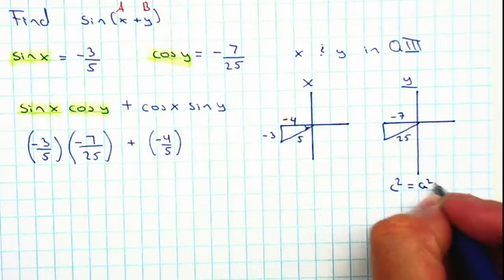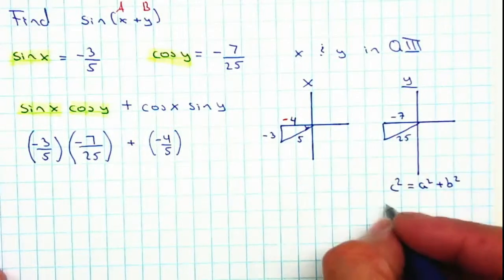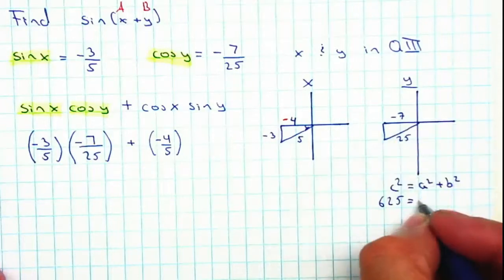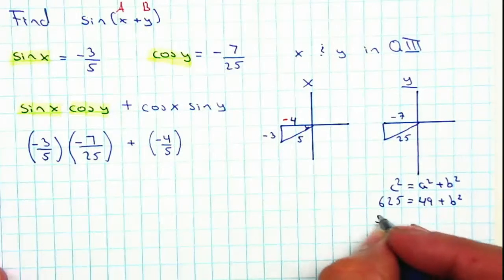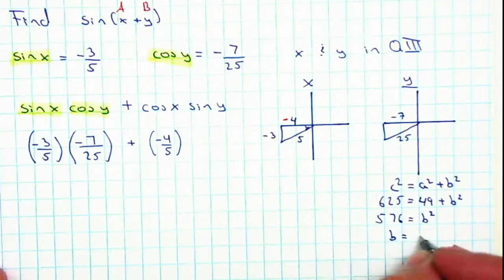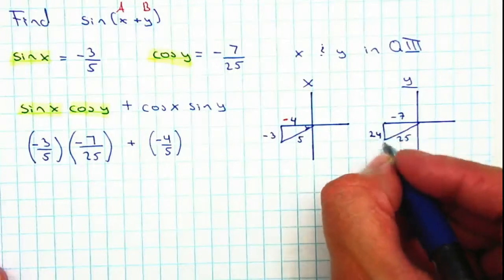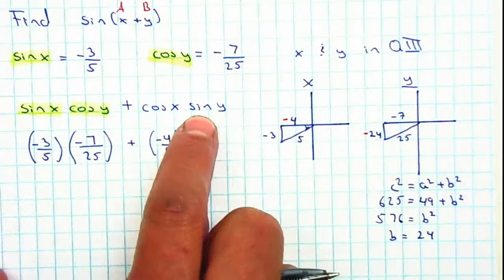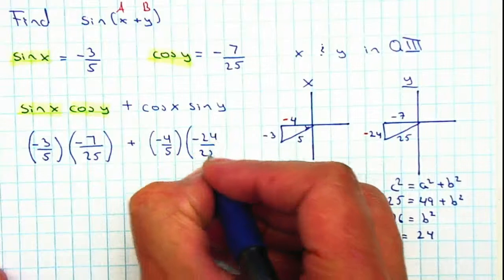C squared is equal to a squared plus b squared. And c will be 25 squared is 625. A is negative 7 squared is 49 plus b squared. So minus 49 on both sides, so it gives you 576 is equal to b squared. And once you take the square root of 576, b is equal to 24. And once again, because this is going down, my 24 is negative. So the sine of y is your opposite over hypotenuse, which is negative 24 over 25.